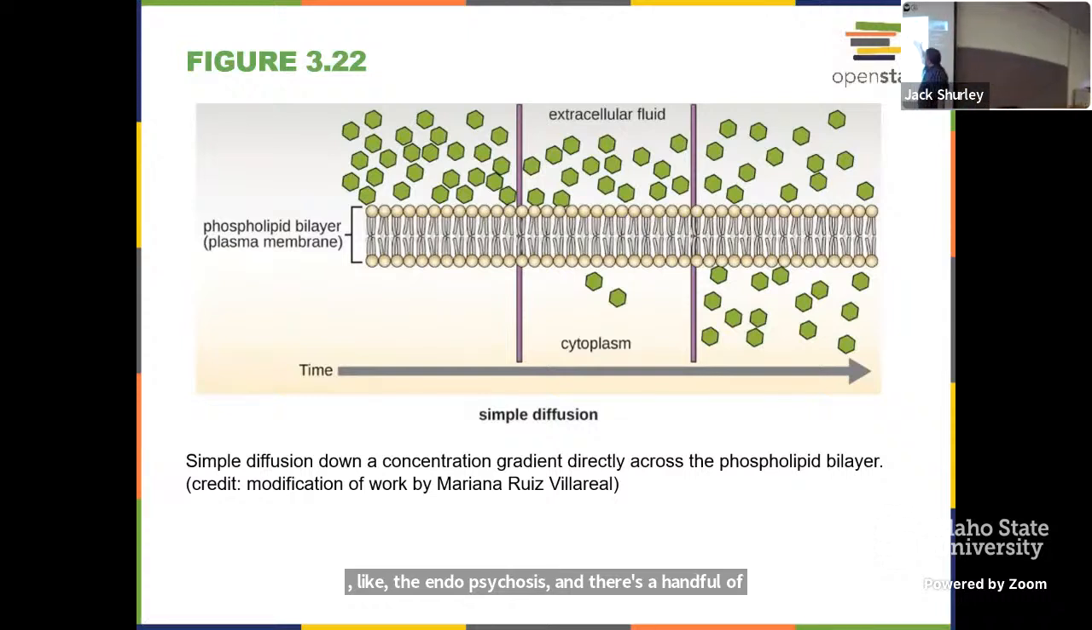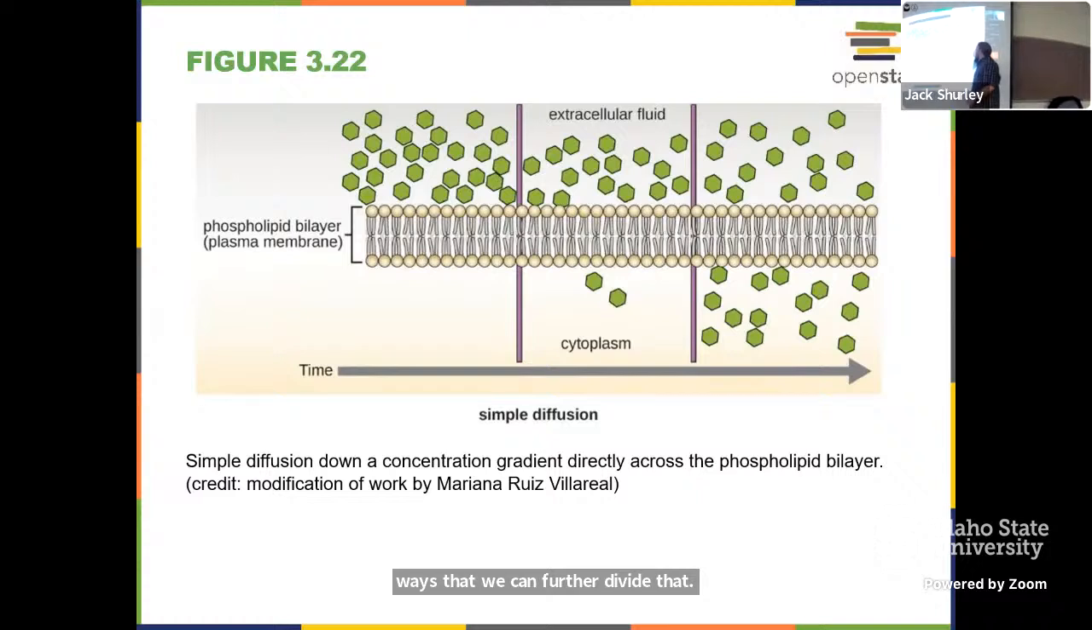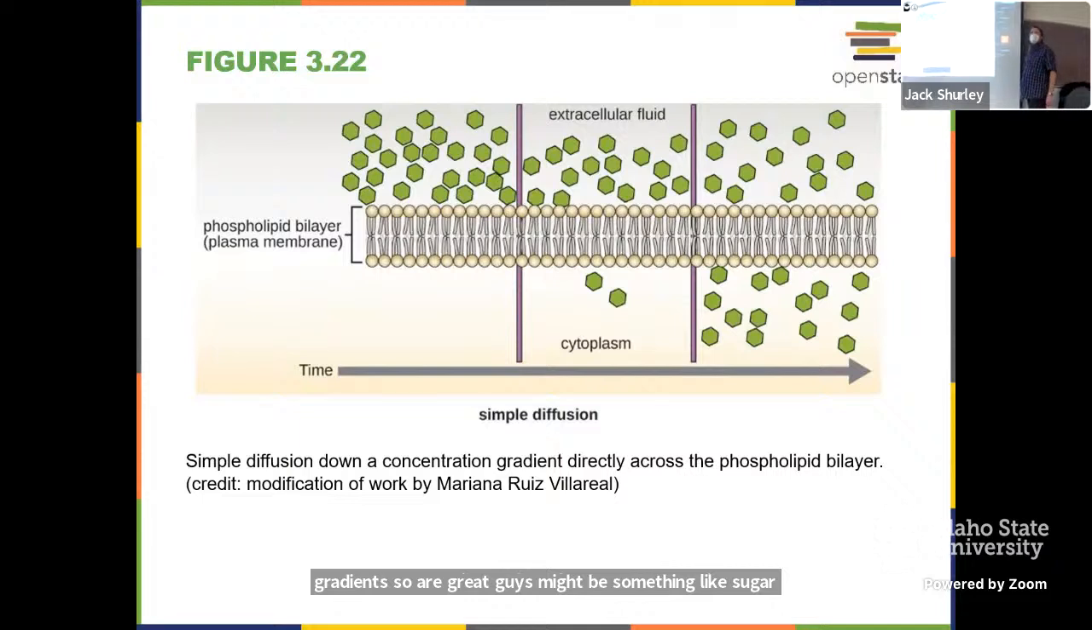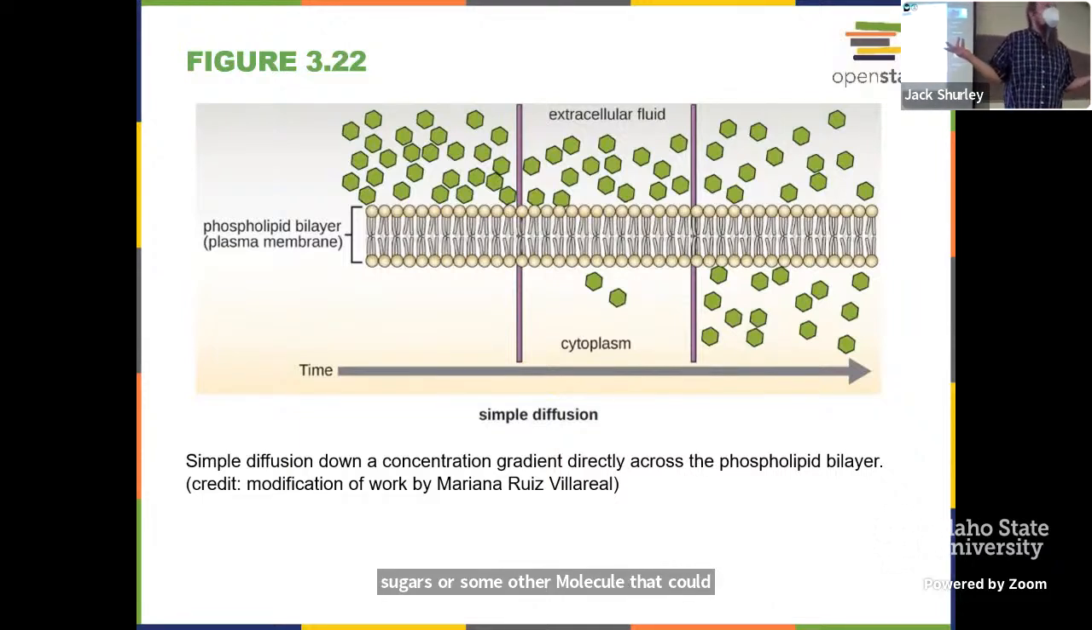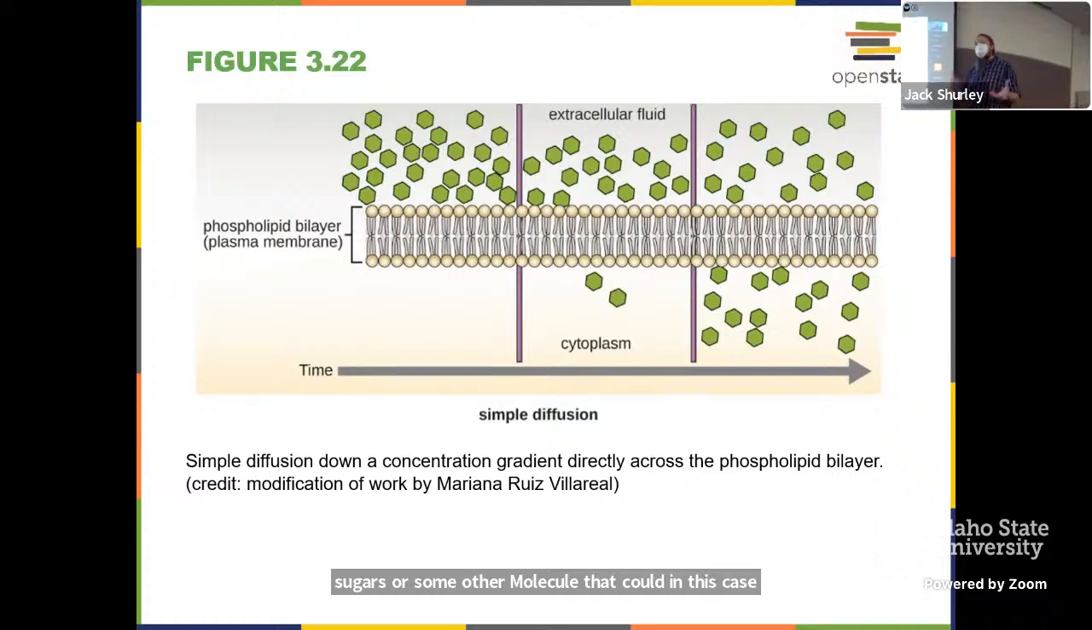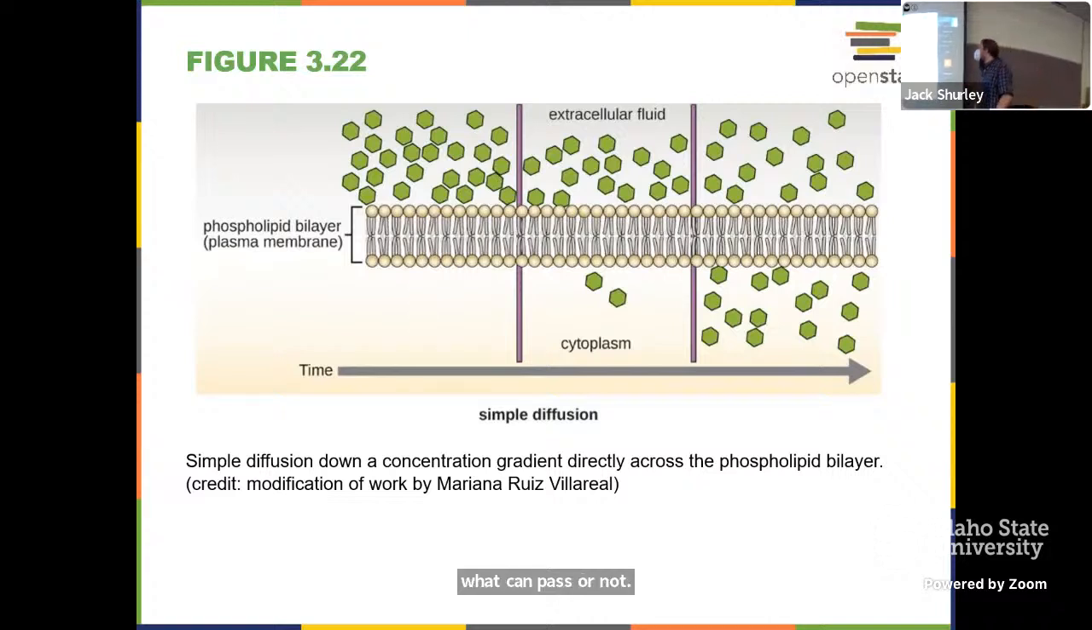So this is a pretty simplified example of simple diffusion, again, just based off of concentration gradients. So our green guys might be something like sugars or some other molecule that could, in this case, readily move through this membrane, all right? And it depends on specific molecules as far as what can pass or not. We're not concerned about that right now, all right?